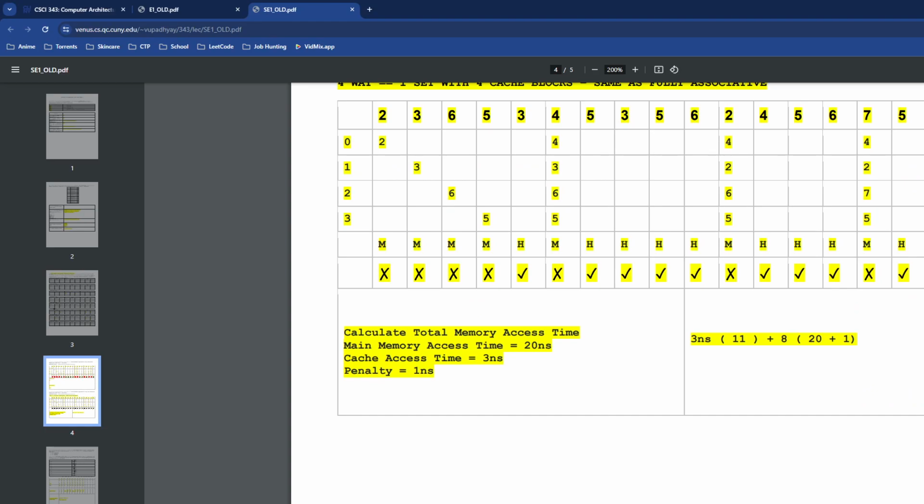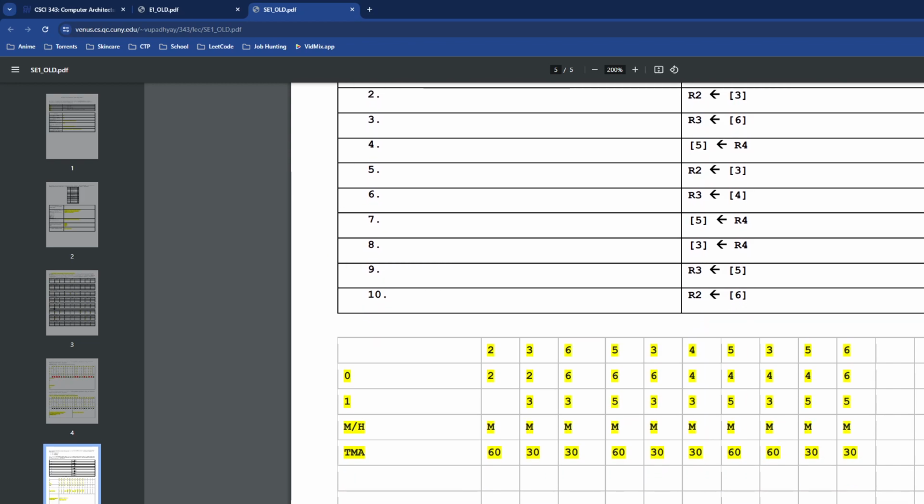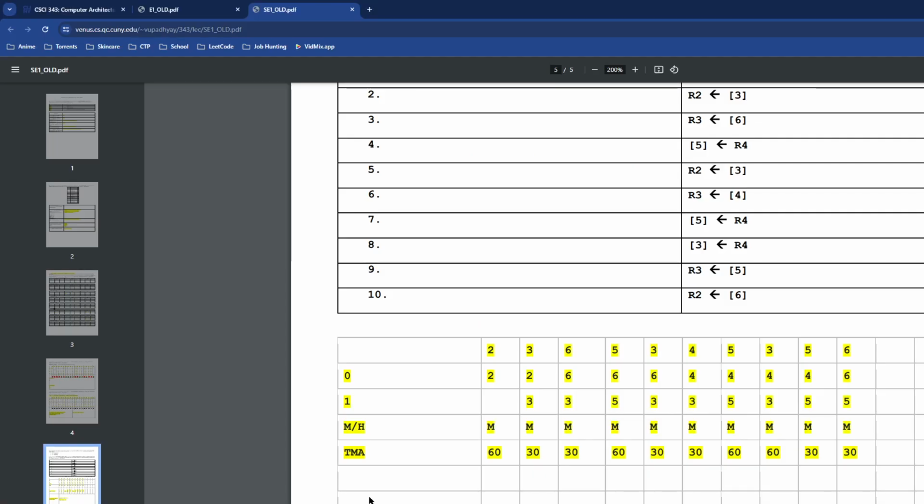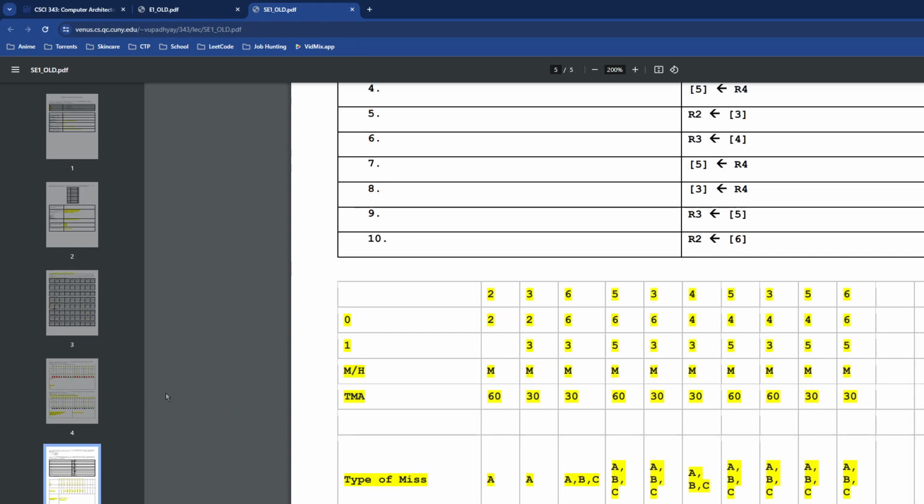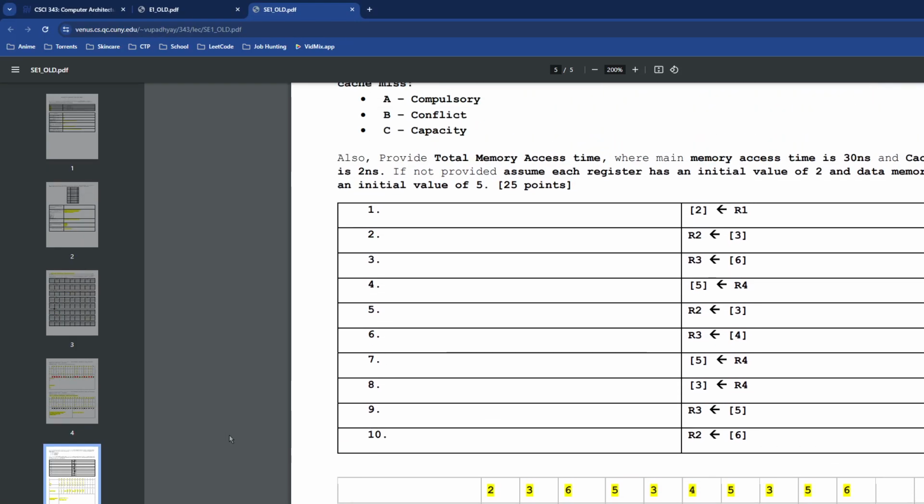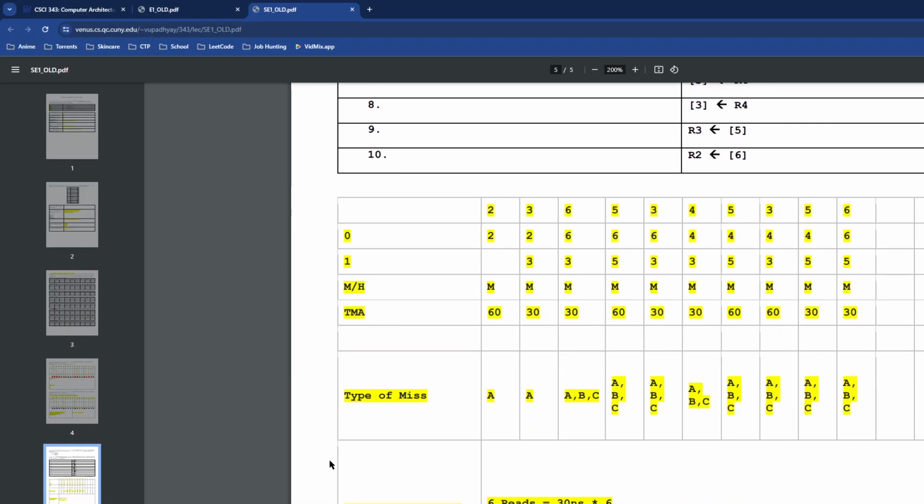I hope this is right and I didn't totally just make everything up. Oh, whoops. Okay, no, I had it right initially. The first two are just A and A, and then everything else is A, B, C.